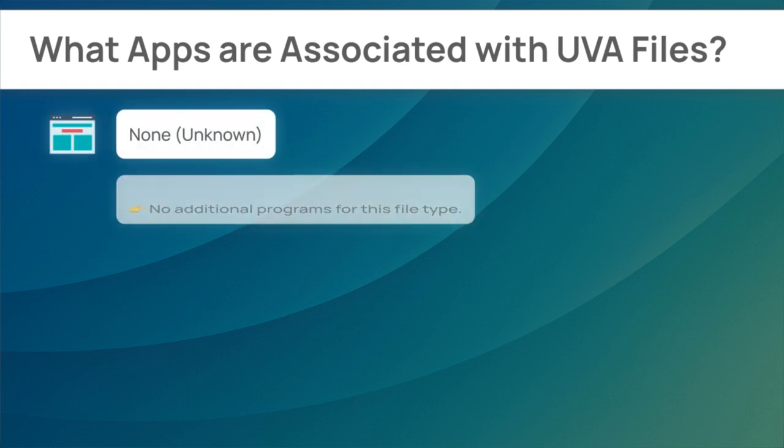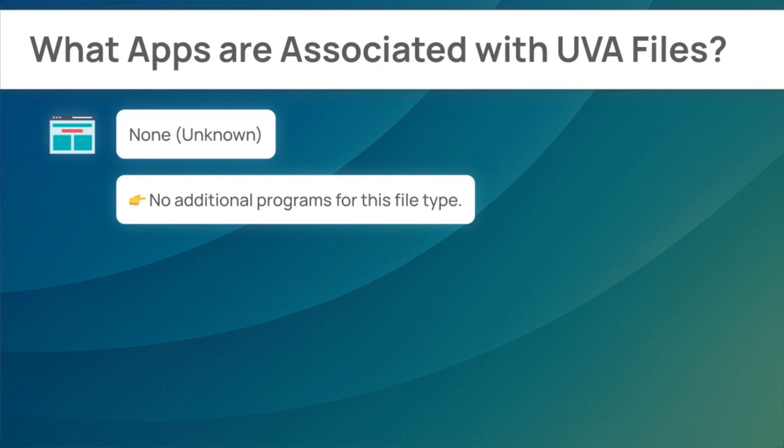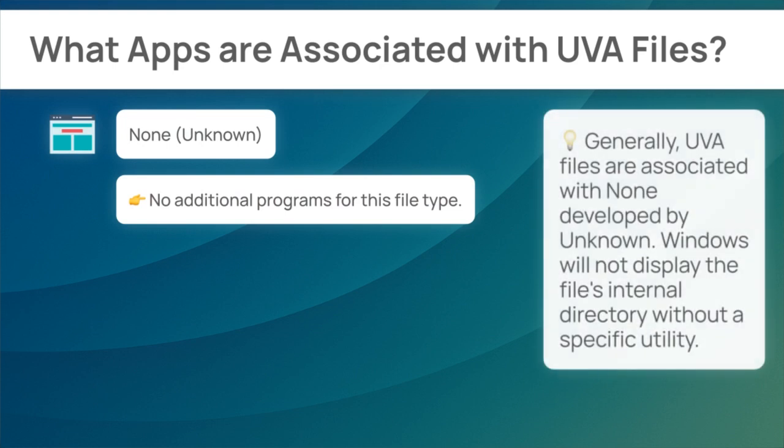Typically, UVA files can be opened with none created by unknown. Windows will not display the file's internal directory without a specific utility. Windows may show limited details, so full access depends on extraction software.